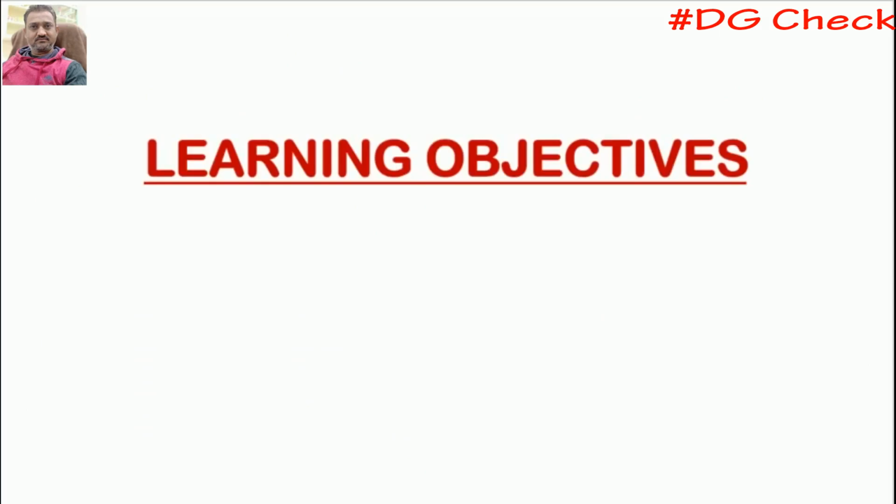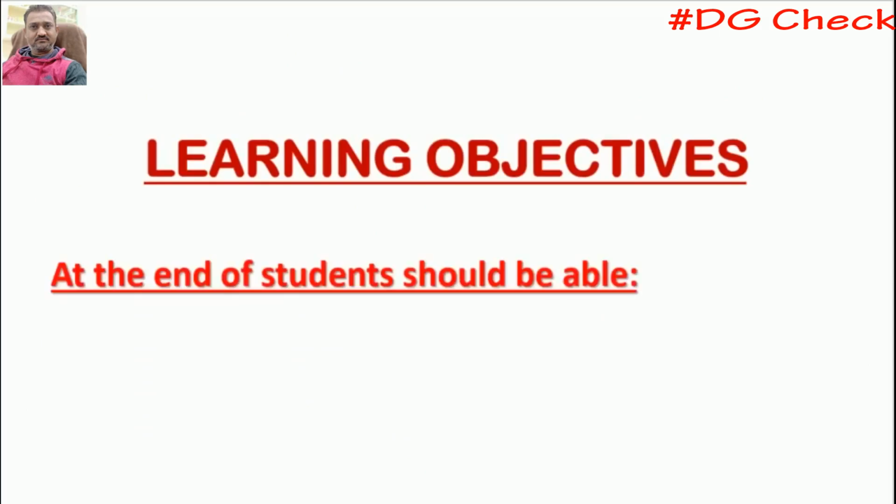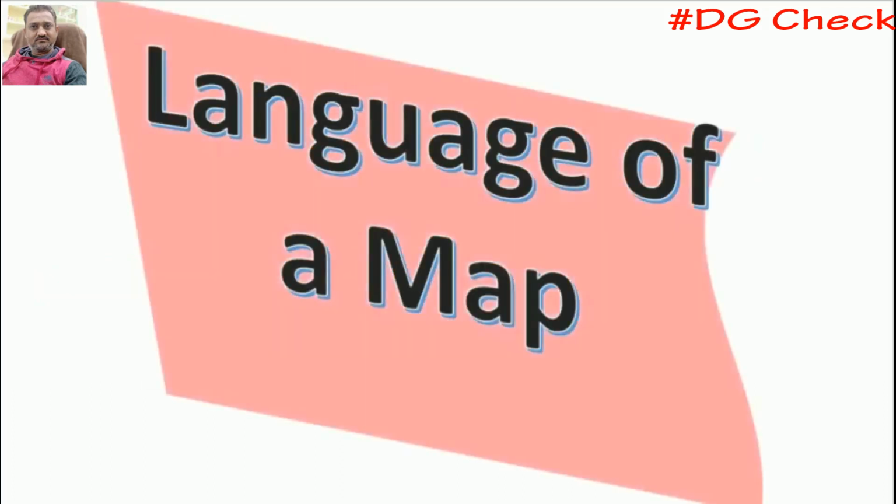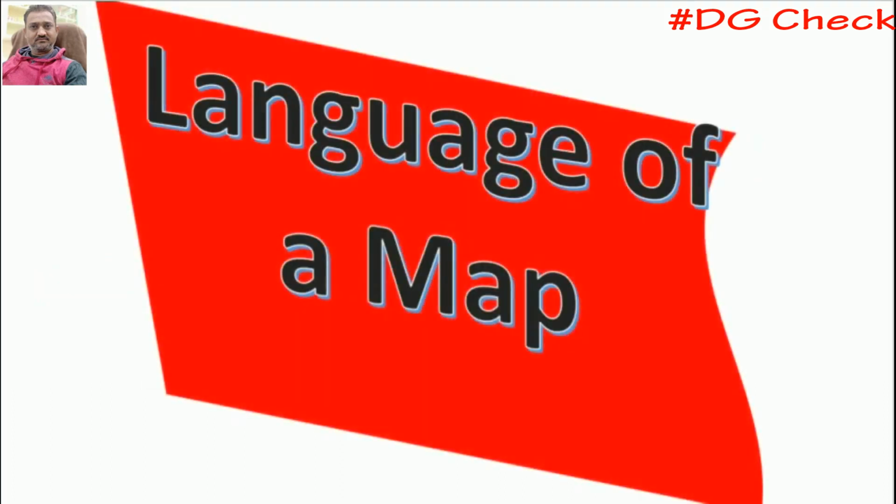Here are the learning objectives of part 3. At the end of this topic, you will be able to know the language of map in order to understand the information given in the map. Language of map. We need to know certain things about a map, such as its direction, its scale, and the meaning of the various colors and symbols used in it in order to understand the map. And these elements are called the language of maps.